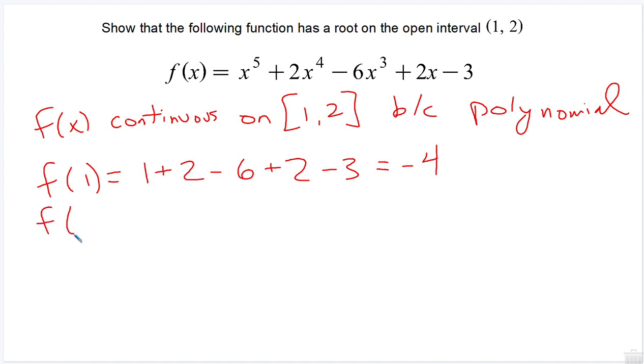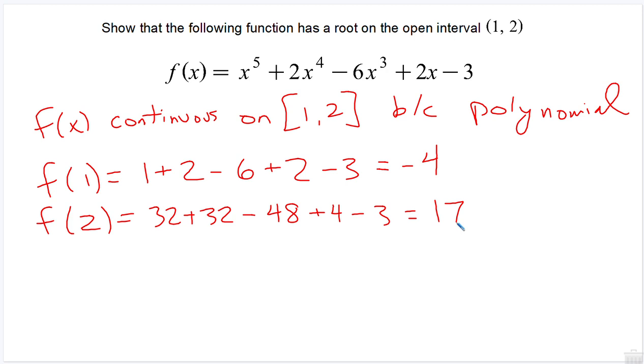And then f of 2 should be 2 to the 5th, that's 32, plus 2 times 2 to the 4th, that's another 32. Then we have minus 6 times 2 cubed, that's minus 48. I went plus there, 32 plus 32. Minus the 48, and then plus the 2 times 2 is plus 4, and then minus 3. So we got 64 plus another 4, that's 68, minus 48, that's 20, and 20 minus 3 is 17.